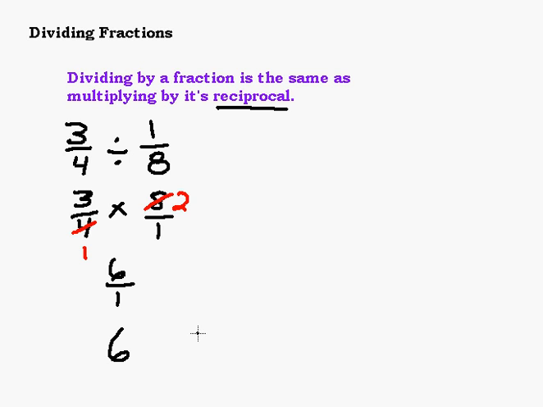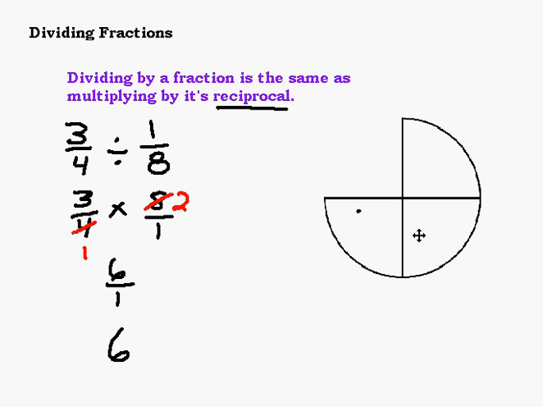Now that's a little strange to think about. What's happening here? 3/4 divided by 1/8. Why does that come out to be 6? Let me give you a little help with a picture. Say I've got 3/4 of a pizza, and I'm going to divide it by 1/8. In other words, I'm asking how many 1/8s will go into 3/4.